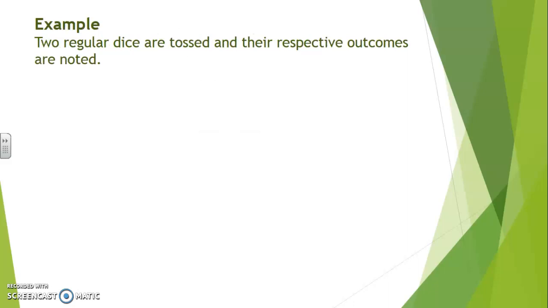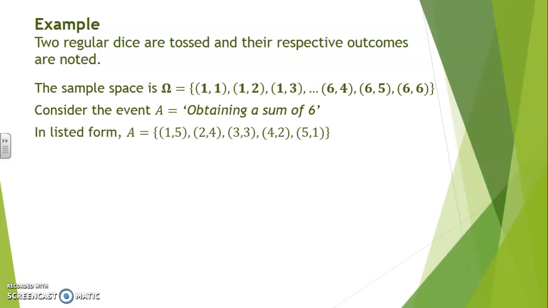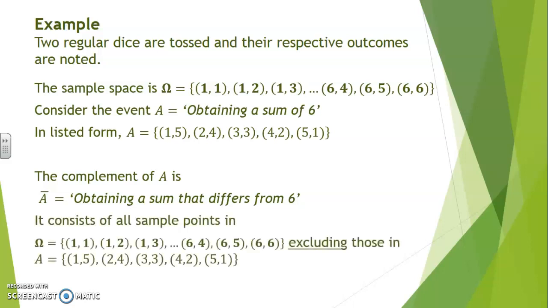For example, if two regular dice are tossed and their respective outcomes are noted, then the sample space consists of the following outcomes: (1,1), (1,2), (1,3), and so forth until (6,4), (6,5), and (6,6). If we consider the event A as being obtaining a sum of 6, then in listed form, A is observed with the combinations (1,5), (2,4), (3,3), (4,2), and (5,1). The complement of A would then represent the event obtaining a sum that differs from 6. So, A bar would consist of all sample points in omega, excluding those that are in A.